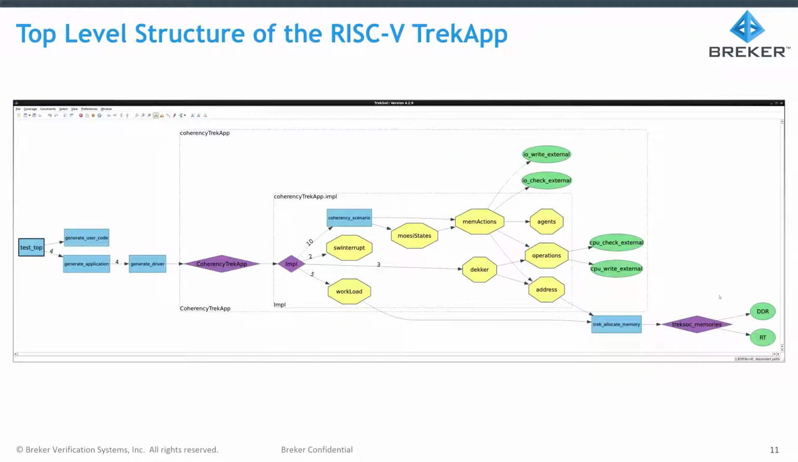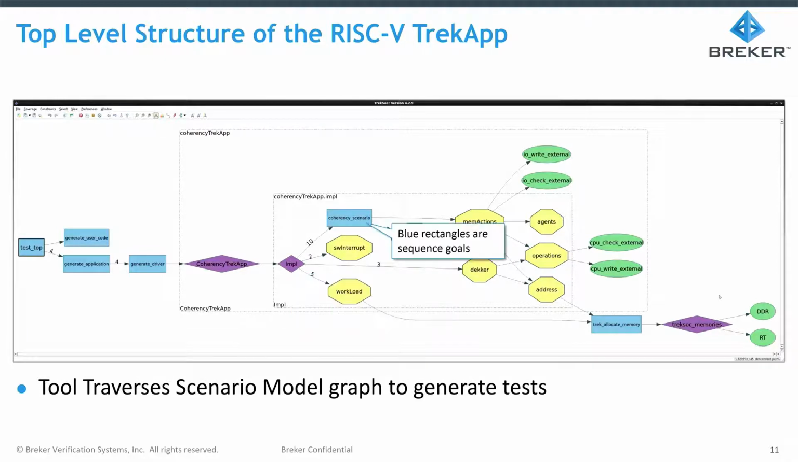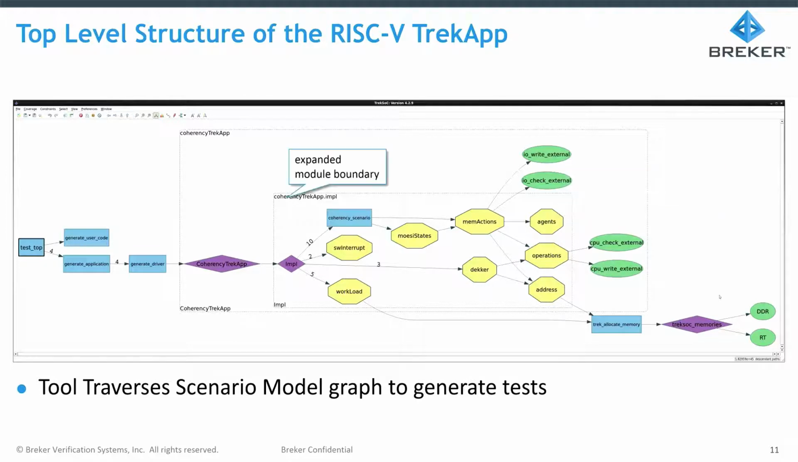Information is provided to the planning algorithm in the forms of graphs of possible scenarios. And we're going to see a bunch of these graphs as we go through this presentation. These purple diamonds represent decision points in the graph where the tool can make a random decision on where to go next. The blue boxes represent sequences where it must do all the children of a node before it can move on. Yellow octagons represent hierarchy, so you can double click into one of those and open up a node. And when you double click into a node, then you can see the module boundary around it.